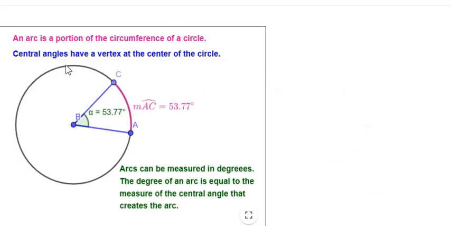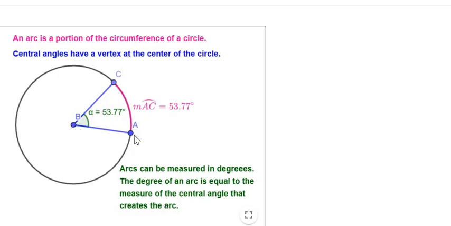Let me show you here. So look at this. What is an arc? Where my cursor is showing you the pink color, this is an arc of the circle. It is called the arc of the circle because it is part of the circumference. Now if you see the blue angle, this angle is called the central angle, and this angle has the vertex at the center. Arcs can be measured in degrees. The degree of the central angle creates the arc.